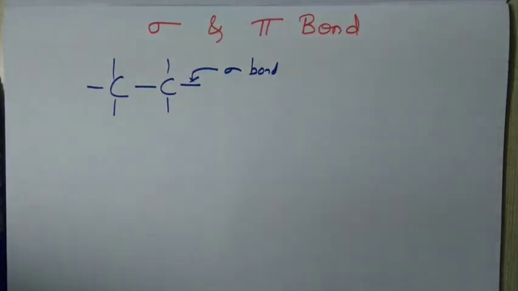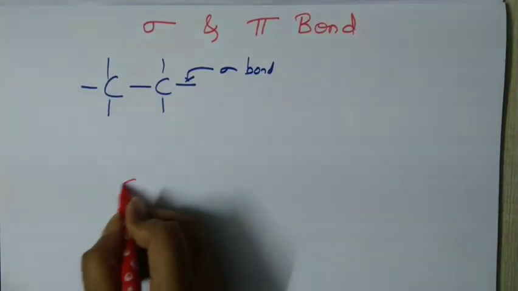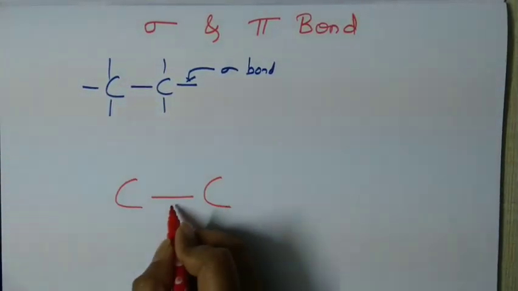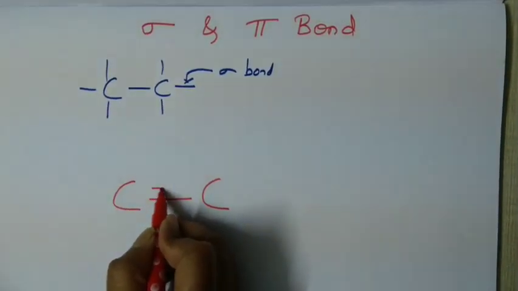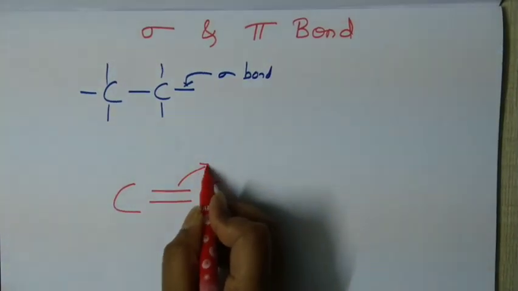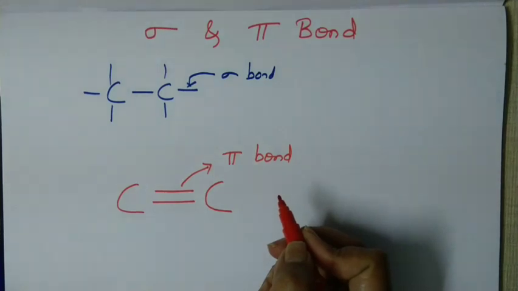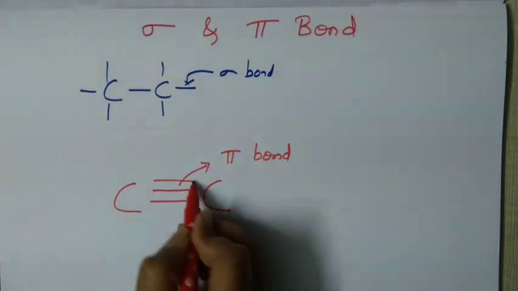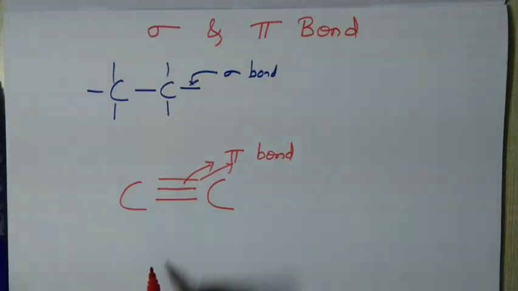If another bond is formed, suppose I will draw. So the first bond, which bond is this? Only one bond is there, therefore it is sigma. I shall write another bond here. So the second bond is said to be a pi bond. Suppose I will write another third bond, that is also a pi bond only.